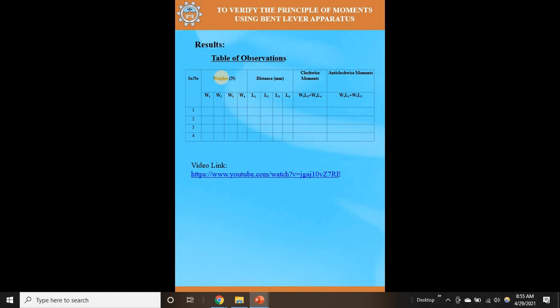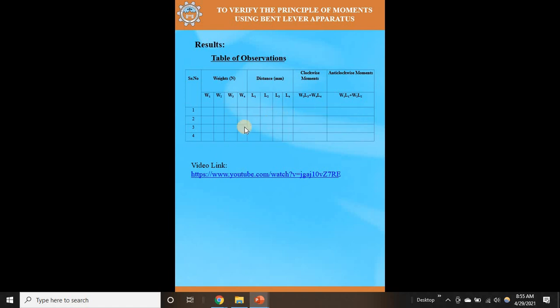The clockwise moment is caused by W3L3 plus W4L4. You can give it any name, whether W1L1 or W3L3. It is not a hard and fast rule that these are constants. You can give it any name according to your choice. Similarly for the anti-clockwise moment. You will see that this moment will be equal to this moment.